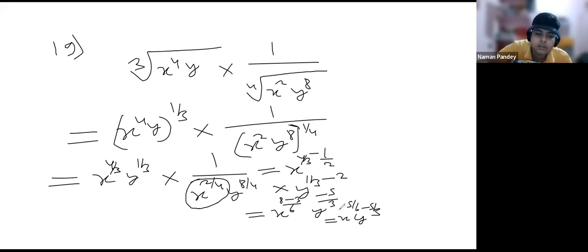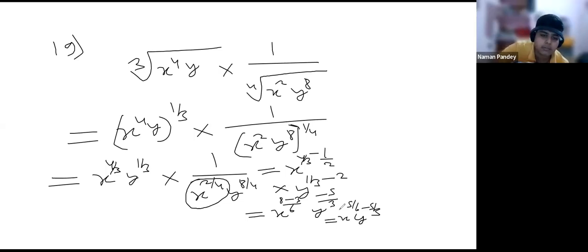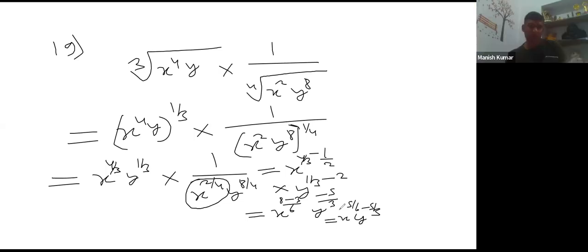X to the power y to the power 10 is given, isn't it? Yes. Y to the power 10 divided by x to the power 5. X to the power 5. Okay, one second. Let me check. Y to the power 10 minus 5 by 3. X to the power 5 by 6 divided by y to the power 5 by 3.